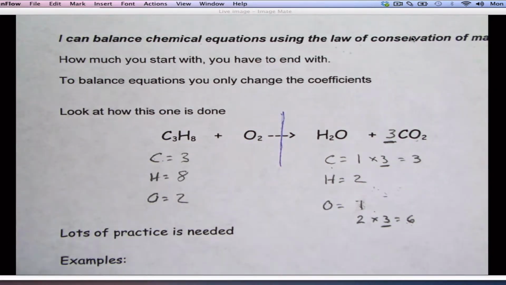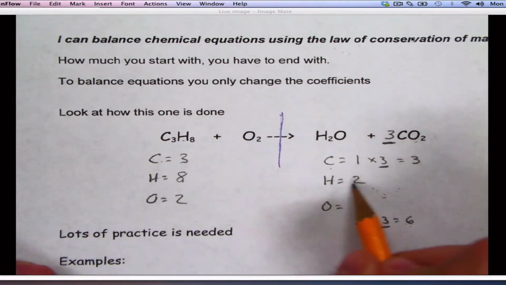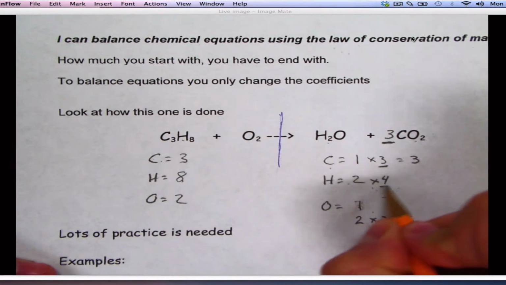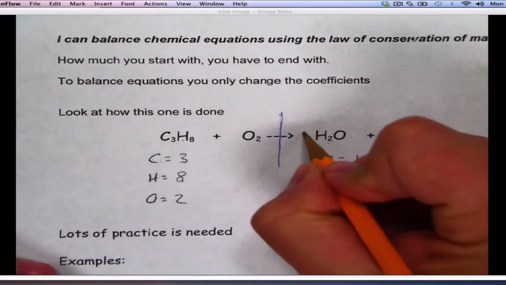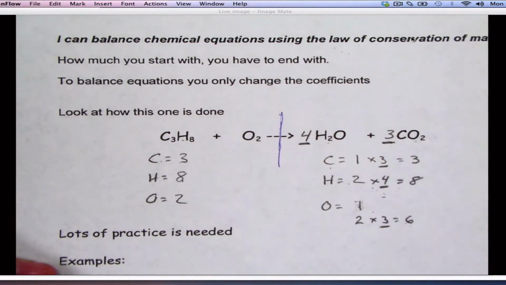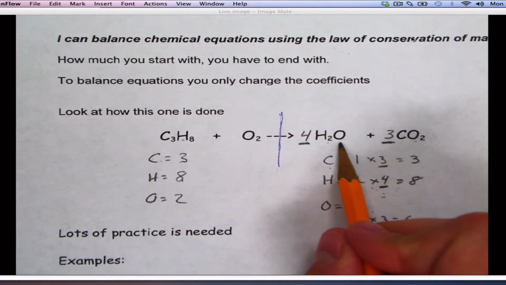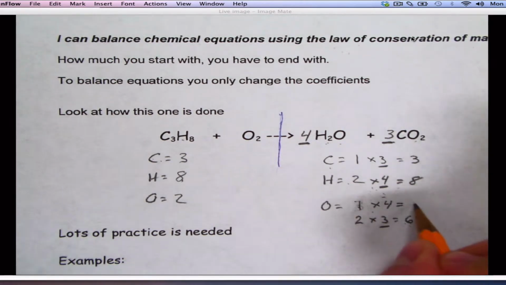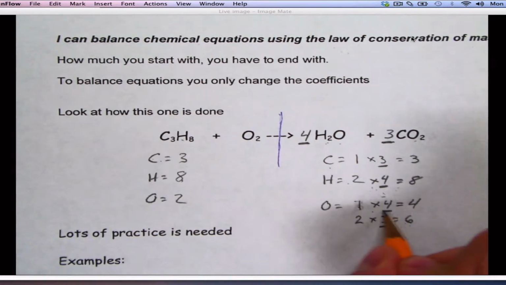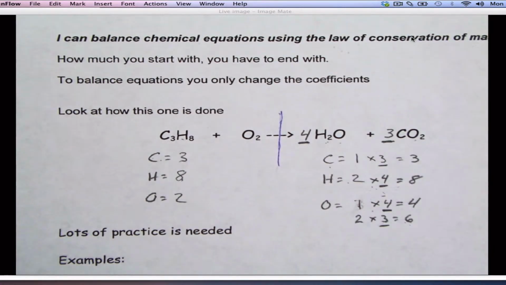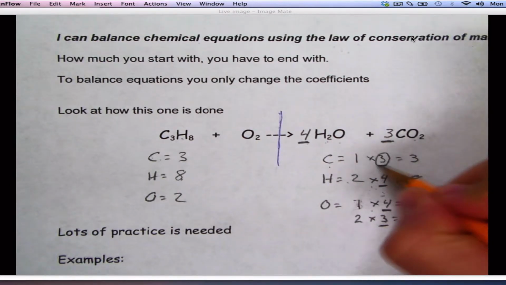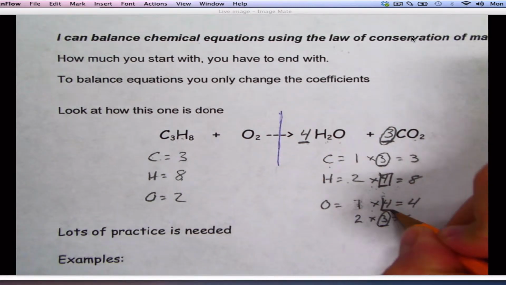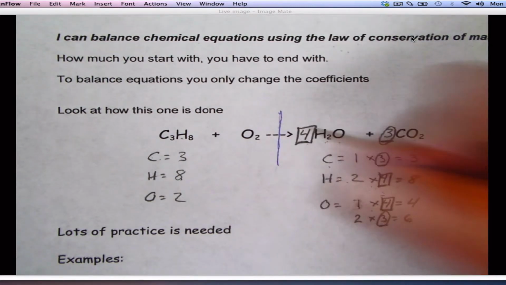Next, I would go for my hydrogens. I got 8 hydrogens here. I only have 2 hydrogens here. Well, what times 2 makes 8? Well, times it by 4. And that'll make 8. So I put a 4 here. But now, notice, there's an oxygen in there. So because I timed the hydrogen by 4, now I also times the oxygen by 4. So now that's 4. Okay, so now, let's circle so you know where these numbers came from. Those 3 came from here. Put a box around this one, put a box around this one. That one came from there.